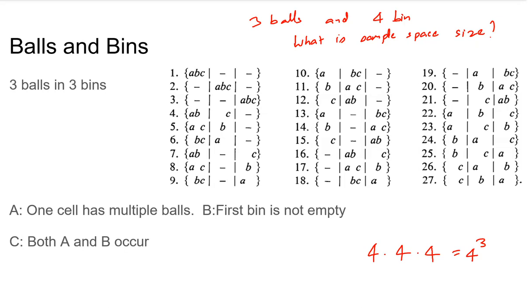What is the complement of this probability? The complement is when none of the baskets have more than 1 ball. There are 3 balls and 3 baskets, so every basket has to have exactly 1 ball, and there are only 3 factorial possibilities for that. So this probability is nothing but 1 minus 6 by 27.